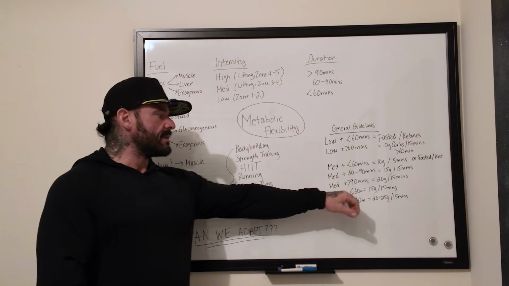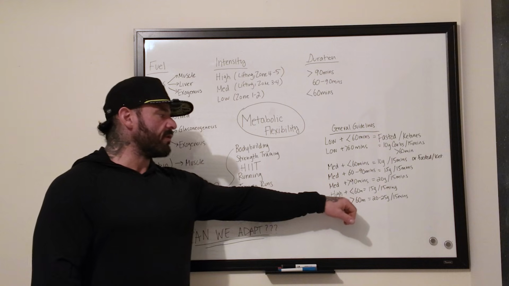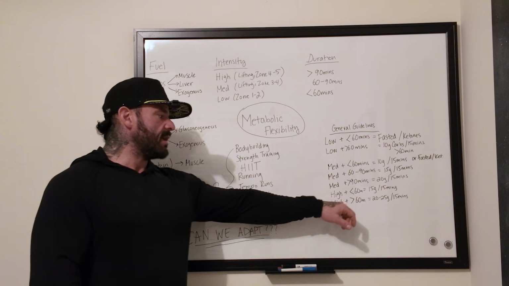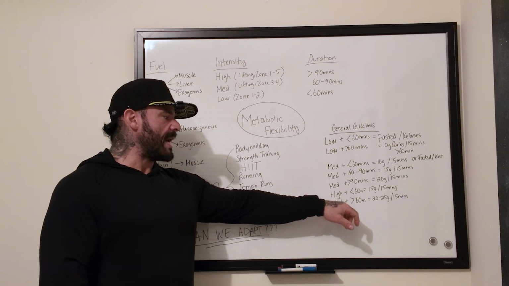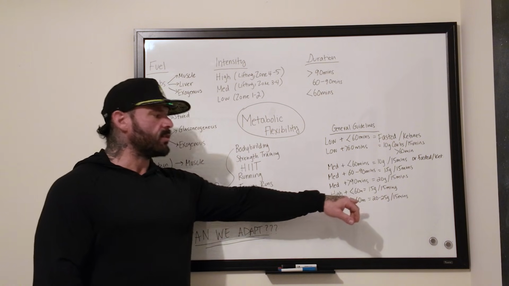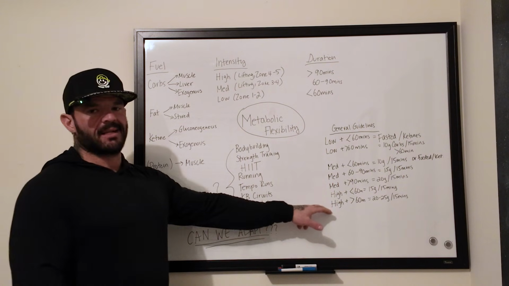High intensity less than 60 minutes, 15 grams per 15 minutes, and then high intensity over 60 minutes. This you're thinking about like 10K races or even like into a half marathon. You're looking at 20 to 25 grams per 15 minutes of exercise. This session doesn't get done very often.